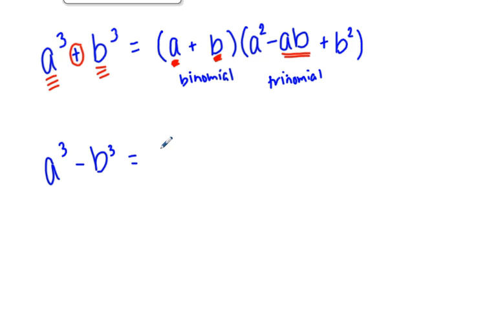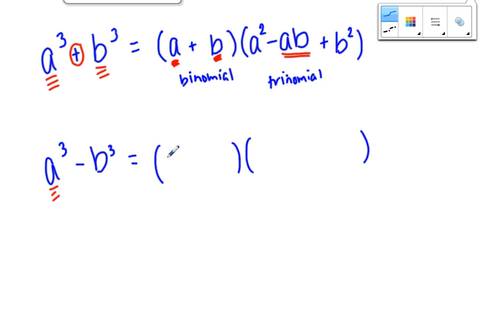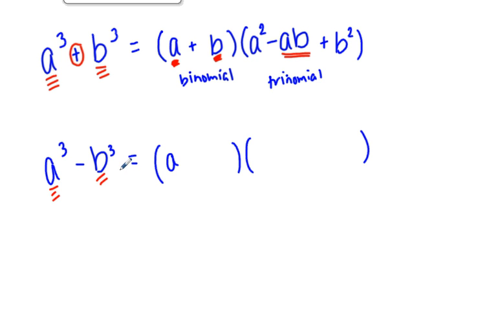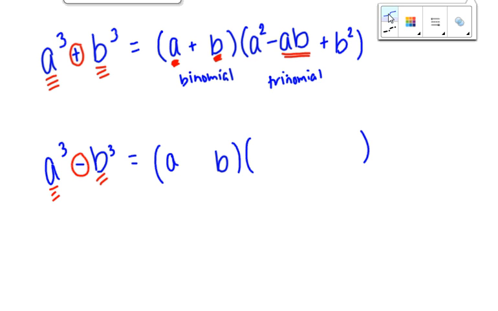To derive my second formula, I'm going to set up a similar model, a binomial times a trinomial. First, I'll begin with my problem, a to the third power minus b to the third, and the cubed root of a to the third is a. The cubed root of b to the third is b. And my sign is the same as the original problem.